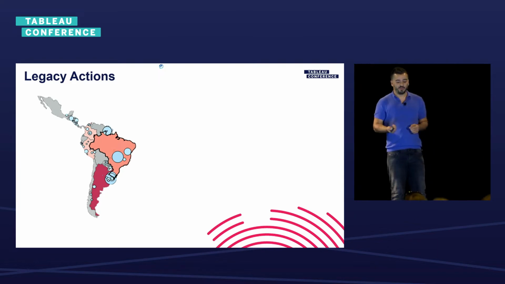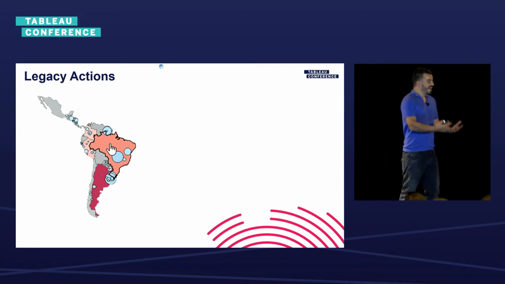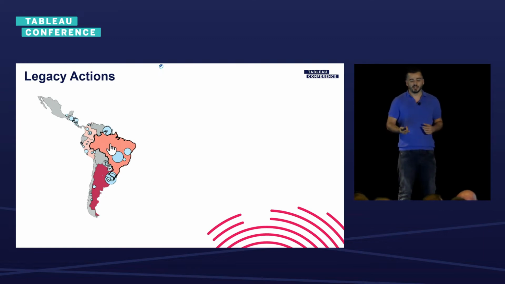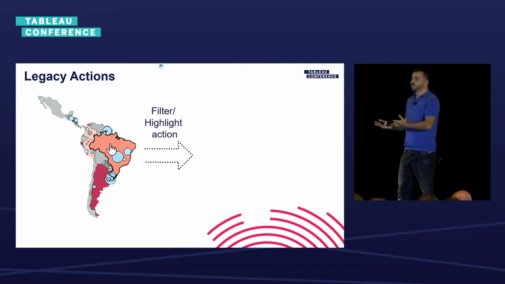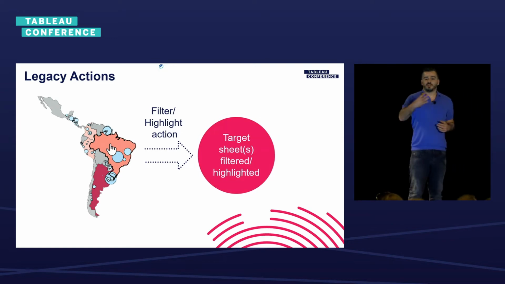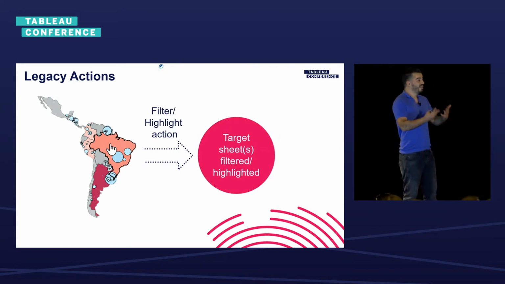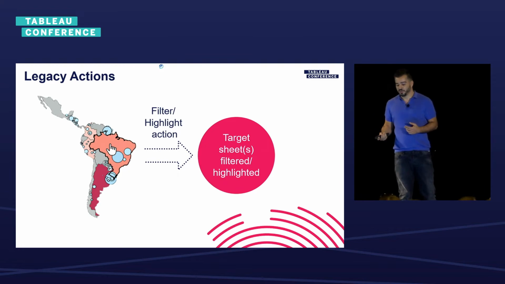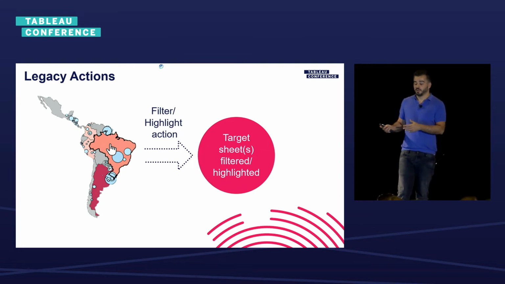Let's say on a map, we select Brazil, and an action would apply based on that selection. And depending on what action you have created, a filter or a highlight, the respective action will apply to the targeted sheets on the dashboard. So this is how legacy actions work.